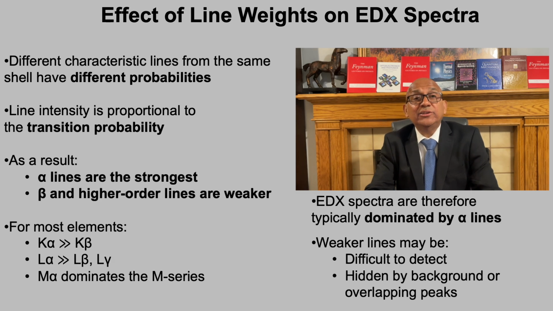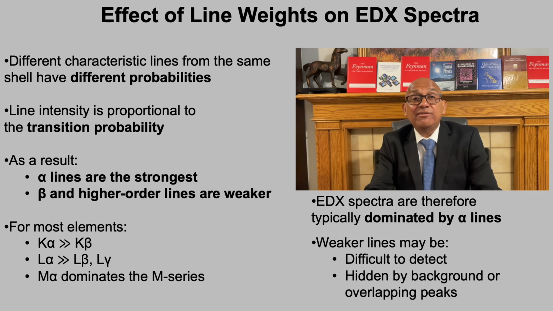Let us now discuss how line weights influence what we actually see in an EDX spectrum. Even when multiple transitions are allowed from the same shell, they do not all occur with equal probability. Different characteristic lines have different transition probabilities, and the intensity of a line in an EDX spectrum is directly proportional to that transition probability. This immediately explains an important observation.